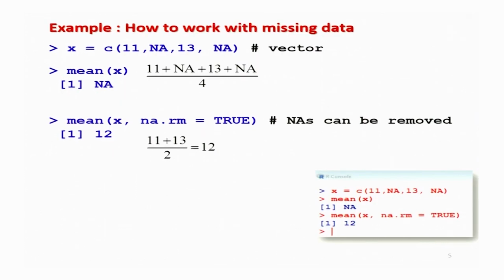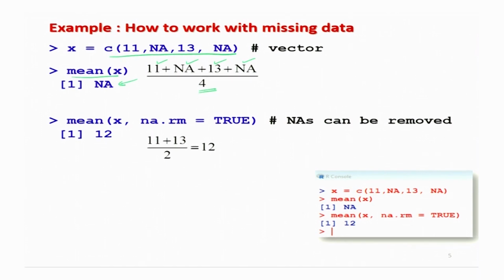Now the question comes here, what happens when the value is missing and we want to use any mathematical function? So, for example, in this data set, suppose I want to find out the arithmetic mean. Arithmetic mean, you know, is the sum of all the numbers present in the data vector divided by the total number of values. So, if I say mean of x, what will happen? All the values 11 plus NA plus 13 plus NA will be divided by 4. There are 4 values. But the answer comes out to be NA. This does not help us.